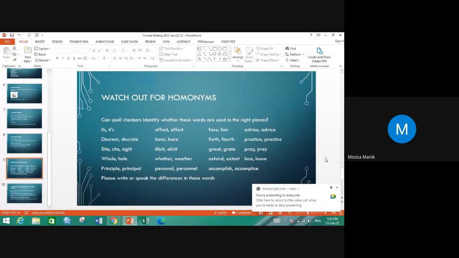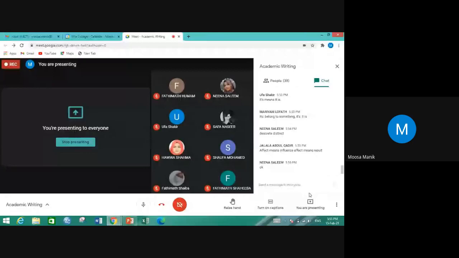What do you think? Maybe the difference there. Jalala, that's wonderful. Effect means influence and effect means the result. Yes, exactly. Say, he was affected by smoking, right? The effect of smoking was cancer or something. Yeah, good. Okay.